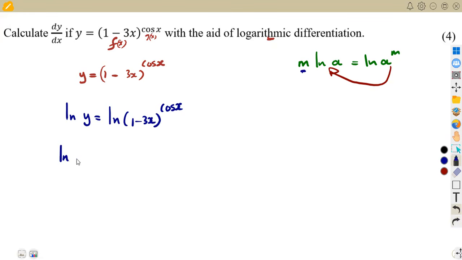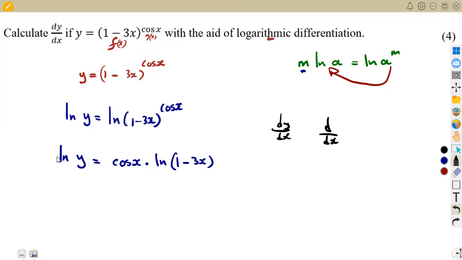So that means we are going to have the ln of y is equal to, if we take note, we drop this, we are going to have the cosine of x multiplied to ln of this part, which is the ln of (1 minus 3x), like this. All right, so this is what we have. So what you are going to do is to find the derivative of y with respect to x. So that's d/dx, the derivative of y with respect to x from both sides.